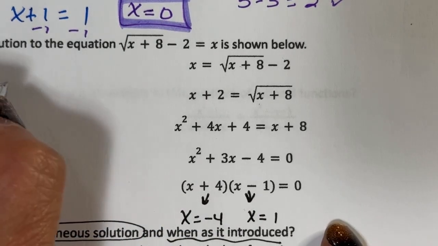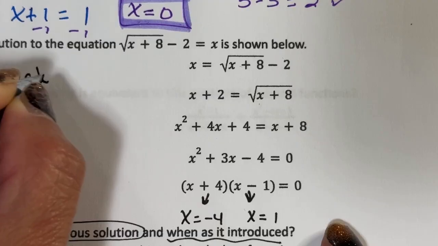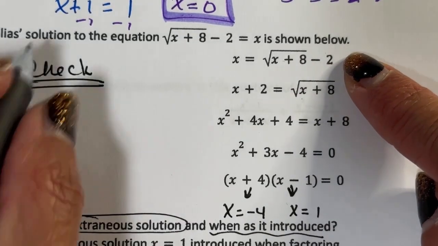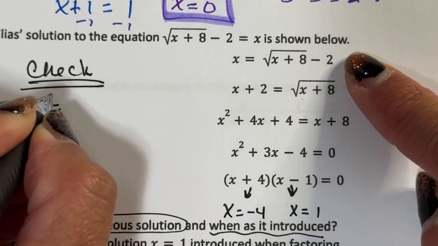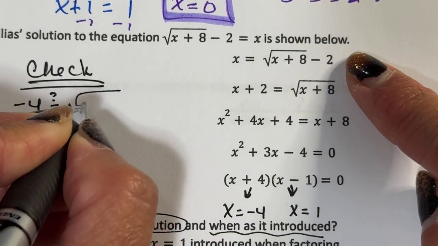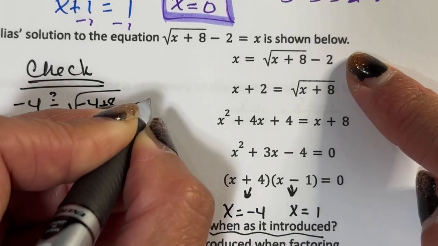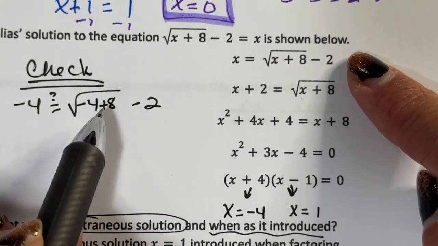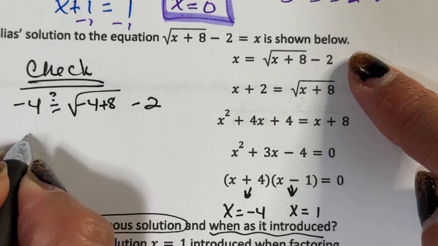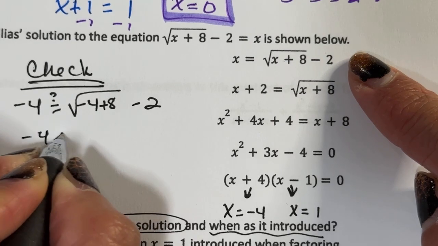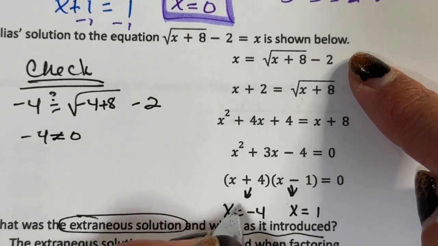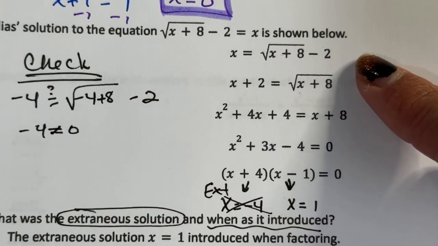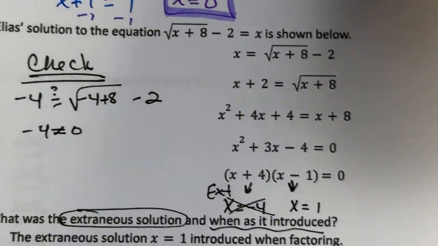And remember, this is a square root equation, so we have to check them by plugging them back into the OG, the original. So let's try the negative 4. Negative 4, is that going to equal the square root of negative 4 plus 8 minus 2? Let's see. Negative 4 plus 8 is 4. The square root of 4 is 2. 2 minus 2 is 0, though. Negative 4 does not equal 0. So there is our extraneous solution. So we know what it is. It's a negative 4. So we could stop.